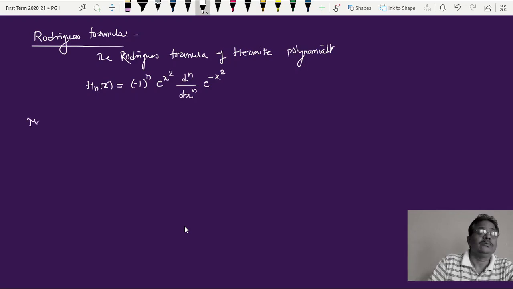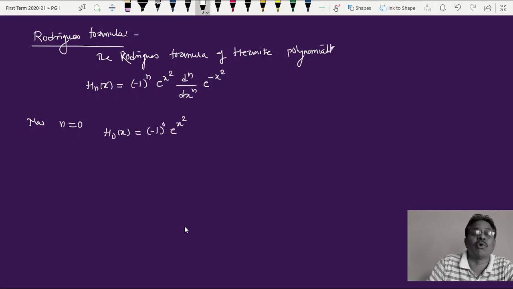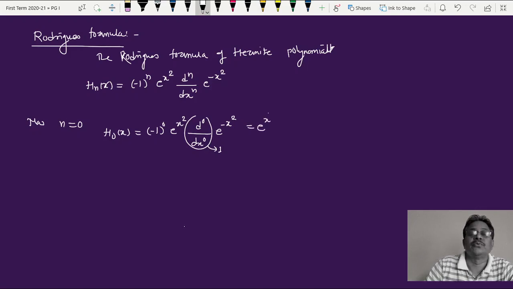Okay, now take n is equal to 0. If I put n is equal to 0, this will become h0 of x is equal to minus 1 raised to 0, e raised to x square, then d raised to 0 upon dx raised to 0 into e raised to minus x square. So this becomes simply 1, because anything raised to 0 is taken to be 1, and minus 1 raised to 0 is also 1. So this is simply e raised to plus x square into e raised to minus x square. The exponents cancel each other and we get simply 1, and therefore from this calculation I got the first Hermite polynomial, h0 of x is simply 1.